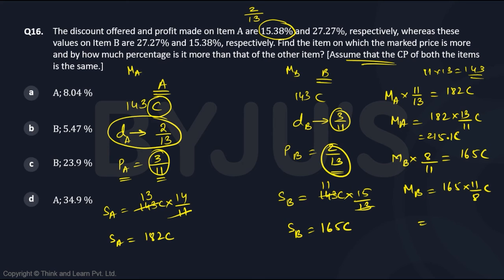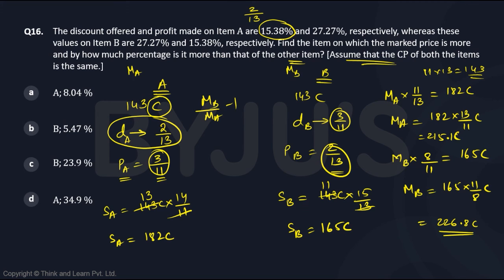And what is the mark price of B? Mark price of B is 165 into 11 divided by 8. So this is 226.8C. Clearly mark price of B is greater. So then find the item on which the mark price is more and by how much percentage it is more than that of the other item. So MB by MA minus 1. This is what they're asking.